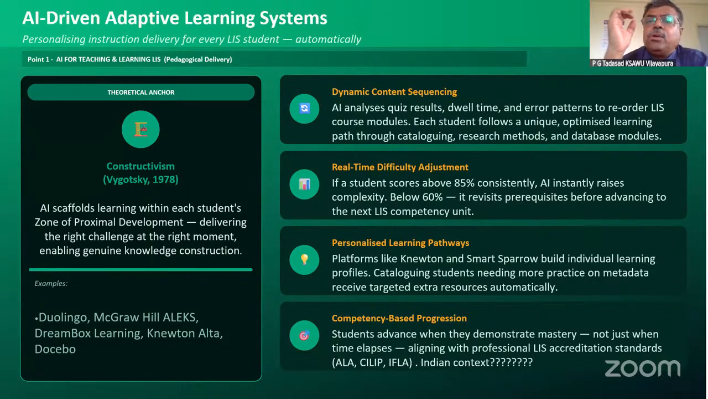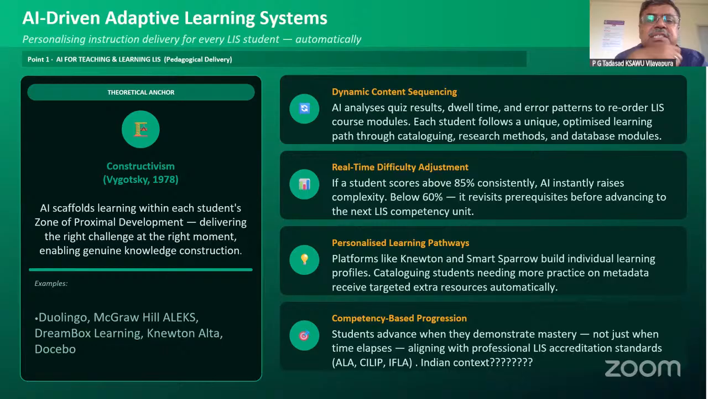Each student can follow a unique optimized learning path through cataloging, research methods, and database modeling and so on. So dynamic content sequencing can be achieved using AI-driven adaptive learning systems. The second one is real-time difficulty adjustment.